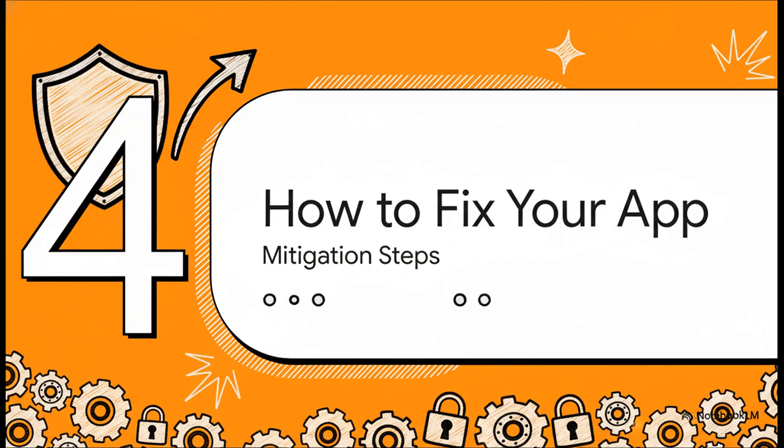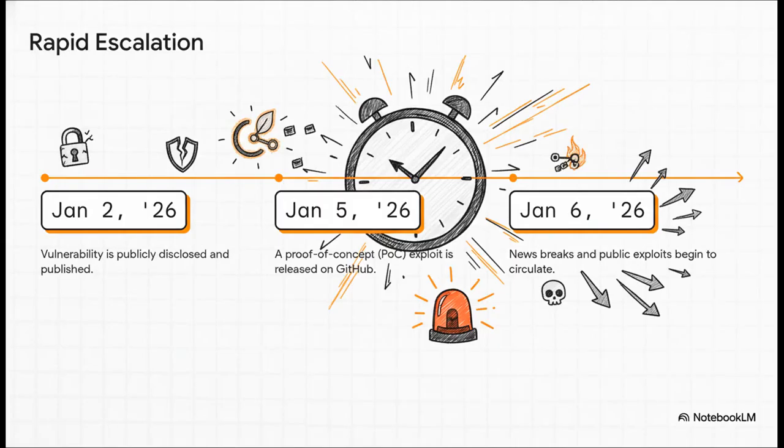Okay, that was a lot of doom and gloom. We've seen the problem, we've seen the catastrophic potential. So now, let's get to the most important part, what you can do about it. Let's walk through the steps to fix this. And listen, there is absolutely no time to waste on this. Just look at how quickly this all went down. The vulnerability gets published on January 2nd. By the 5th, a working proof of concept is already out there on GitHub. And by the 6th, public exploits are circulating. The window to patch is closing fast.